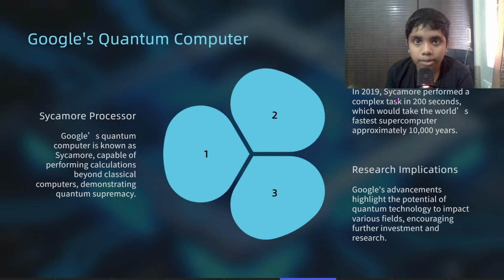The Sycamore solved a very complex problem in under 200 seconds, which a supercomputer, not even a classical computer, a supercomputer, takes 10,000 years to solve. So yeah, that is amazing. Google has made many advancements in the quantum computing field. The new Sycamore processor is a new technology in quantum computing. So yeah, this is Google's quantum computer. Even IBM also created a quantum computer, but Google has recently created it. So I just want to share this.